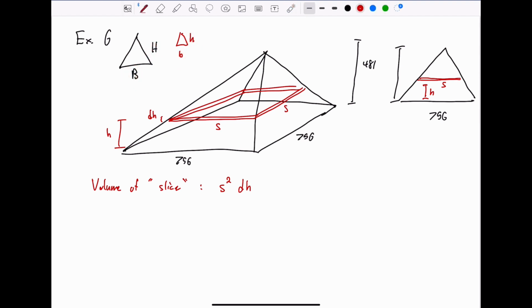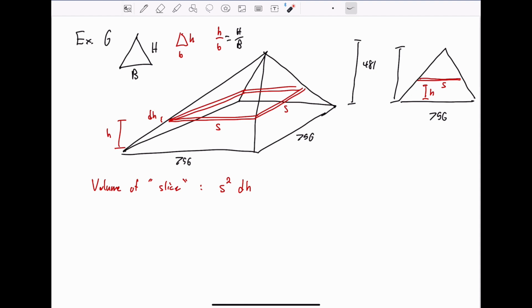In other words, the ratios of the small sides, h over small b, must equal the ratio from the big triangle, capital H over capital B. As long as we have the same triangle, just different sizes, ratios of corresponding sides must be equal. This is called similar triangles. So now take a look at our pyramid example.